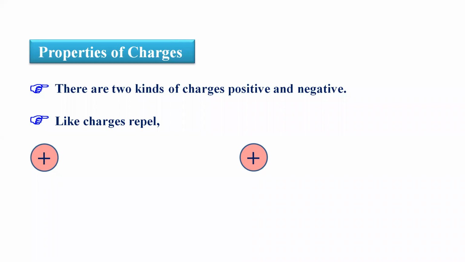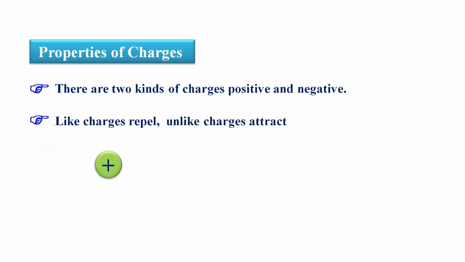So basically like charges repel. Positive and positive are like charges and they repel each other. Next, we have a negative charge and a negative charge, and you can see what is happening between them. Again, like charges repel each other. And we also studied that unlike charges attract. Now if you observe positive and negative, they are unlike charges, and unlike charges attract each other. So I hope you are clear with these two properties.